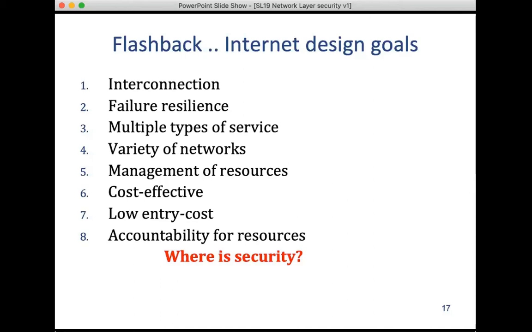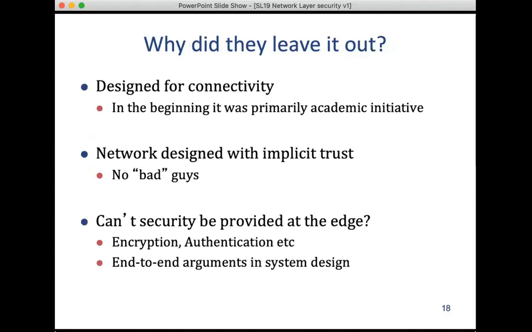We have studied all these priorities in the past, right? But nowhere was it mentioned that it has to be secure. So it was not designed with security in mind, and we know the reasons for that. It was designed primarily for connectivity. It was designed with implicit trust that there's no bad guy.